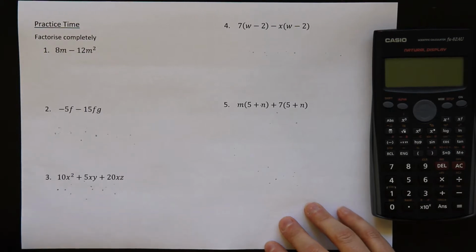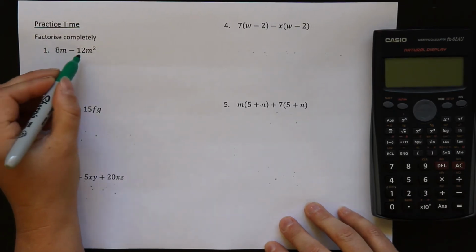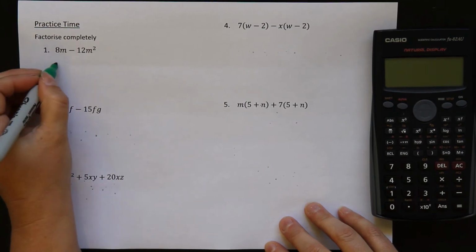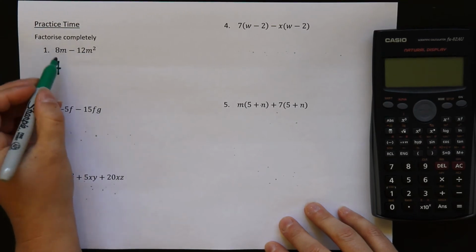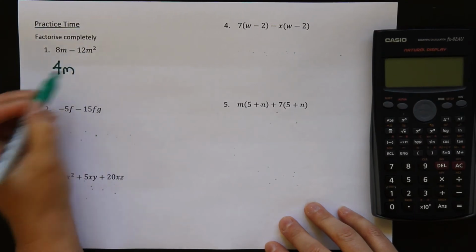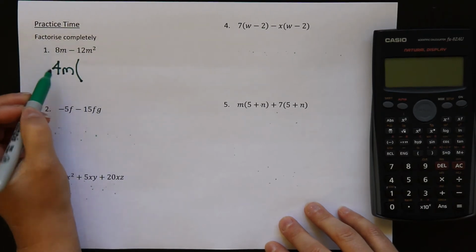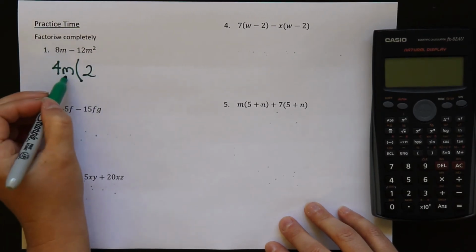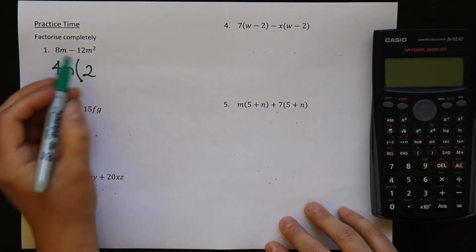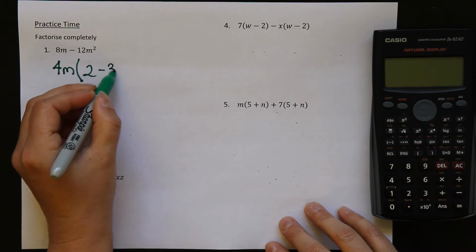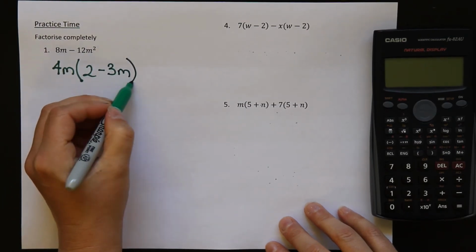Okay, so question 1, looking for common factors. We have, for the numbers 8 and 12, both of those numbers can be divided by 4. And both of those terms have an m in them, so an m will go at the front. Open the bracket. 8 divided by 4 goes twice, and I've taken the m at the front, so that's it. For the second term, 12 divided by 4 goes 3 times, so it would be -3. I've taken one of the m's out, there'll still be a second one left inside the bracket.